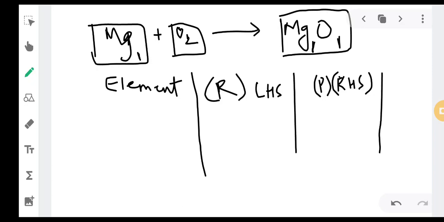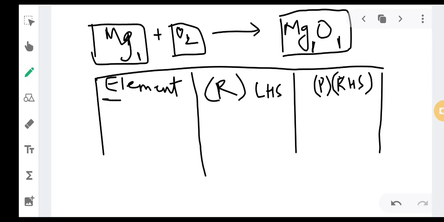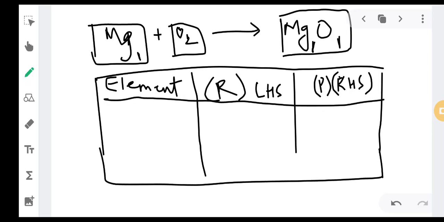Draw a table like this, and what you do is identify how many elements there are in this whole reaction. There is the first element, that is nothing but magnesium. Magnesium is the first element, so I will write over here magnesium, Mg.